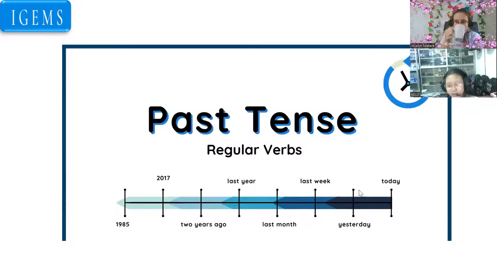Something happened. When? Okay, what happened? Past tense. Something happened. When did something happen? Now, in the future, or in the past? Future, in the past.